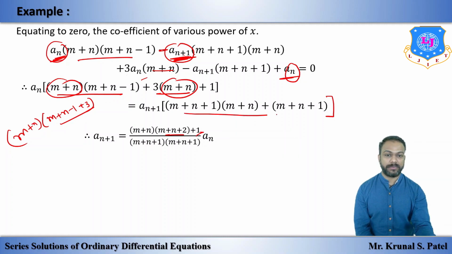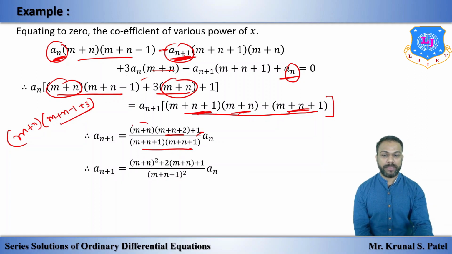And in a similar way, from this we will take m plus n plus 1 common, so we have another m plus n plus 1, so we have two terms. So in the denominator we have a whole square. Okay, and now we can multiply this with m plus n, this becomes a whole square, and if we multiply 2 into this, this gives us m plus n plus 1 whole square.